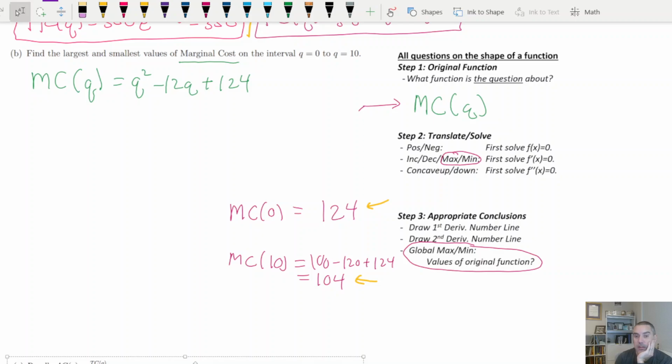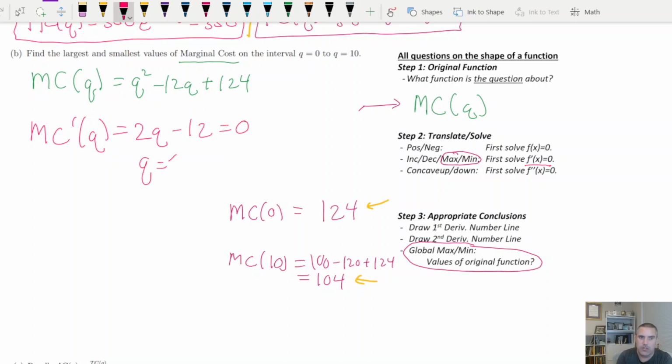But can we do better? So now we need to look at the derivative and when it's equal to 0, to see if this function has any other critical values we need to consider. 2q minus 12, we set that equal to 0, we get q equals 6. So there's only one other value we need to consider, which is what happens when we plug in a 6 here.